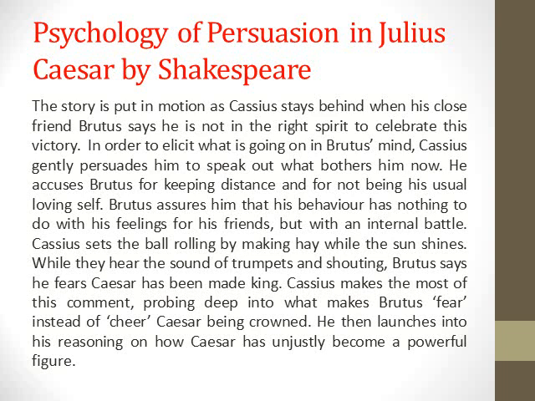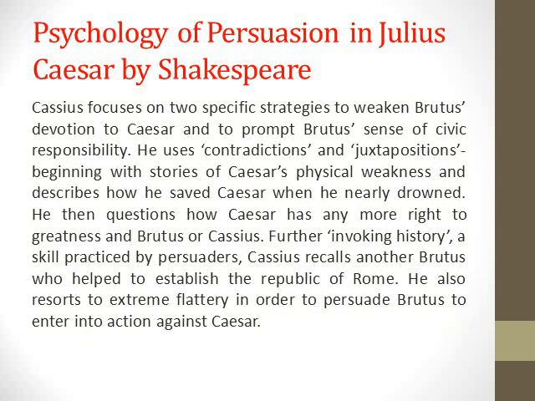He then launches into his reasoning on how Caesar has unjustly become a powerful figure. Cassius focuses on two specific strategies: to weaken Brutus' devotion to Caesar and to prompt Brutus' sense of civic responsibility.